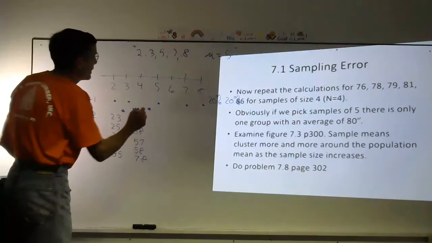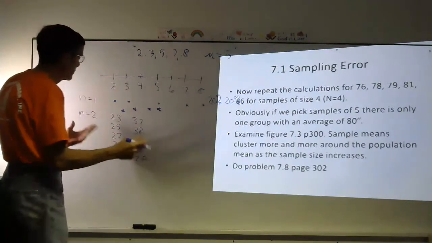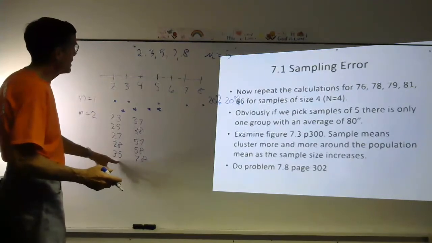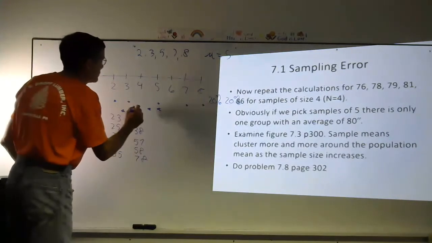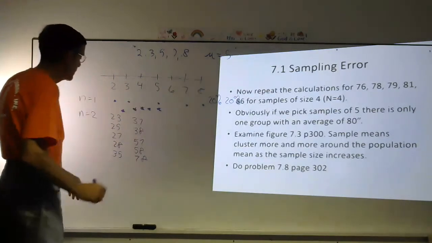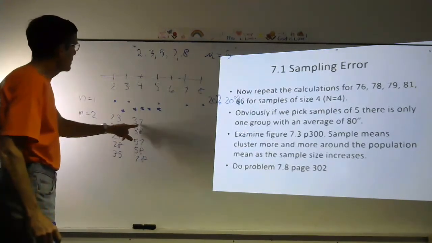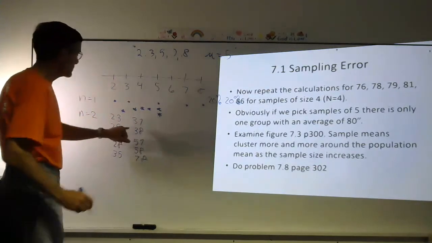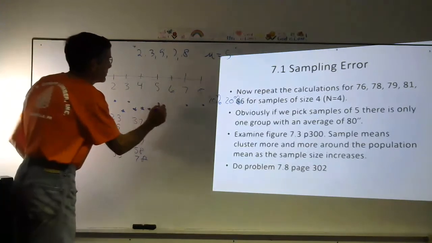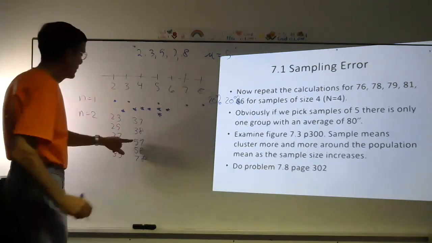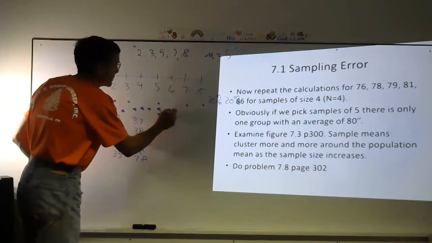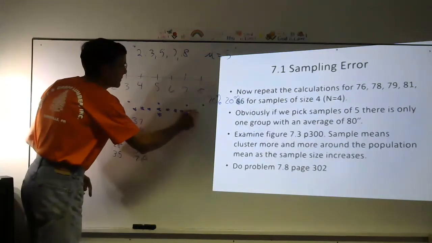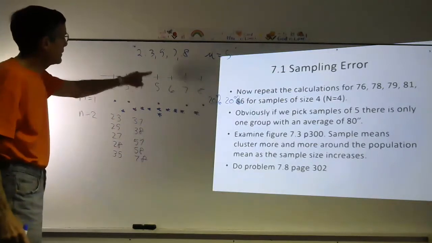2 and 8 is 10, divided by 2 is 5. 3 and 5 is 8, divided by 2 is back to 4. 3 and 7 is 10, that's another 5. 3 and 8 is 11, that's 5.5. That's 6. 6.5 and 7.5. What's the probability of hitting the mean?